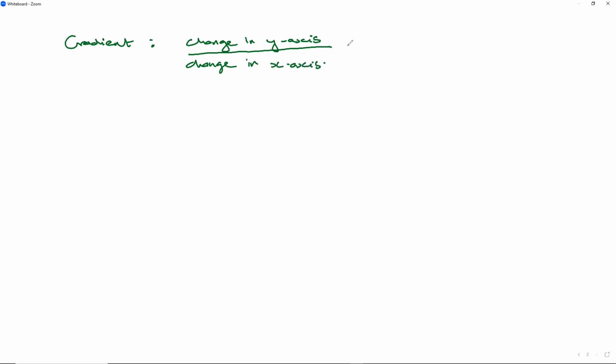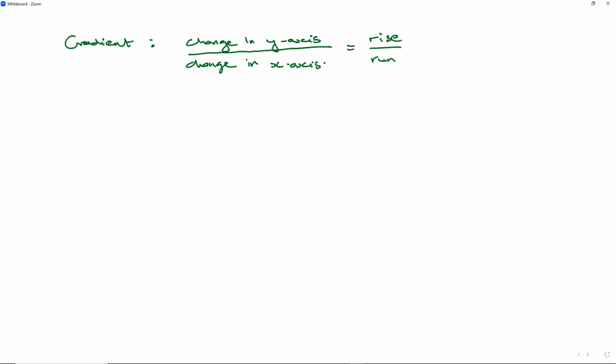So the first thing is when you get asked for the gradient of the line, right? The gradient of the line is given by the change in your y-axis values divided by your change in your x-axis values. And the change in the y-axis values can be called the rise, and the change in x-axis can be called the run.